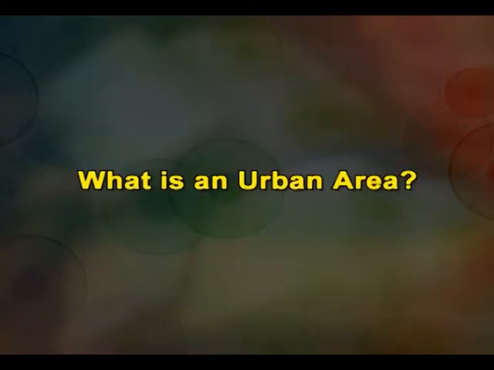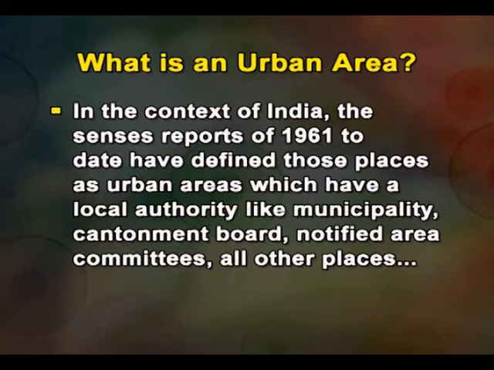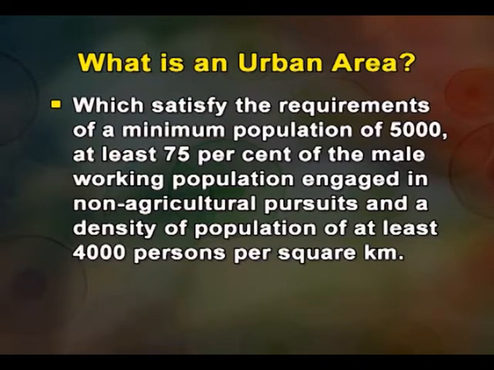What is an urban area? In the context of India, the census reports from 1961 to date have defined as urban those places which have a local authority like a municipality, cantonment board, or notified area committee, and all other places that satisfy the requirements of a minimum population of 5,000, at least 75% of the male working population engaged in non-agricultural activities, and a population density of at least 400 people per square kilometer. These are the bases for measuring an urban area. This is an old definition from 1961.